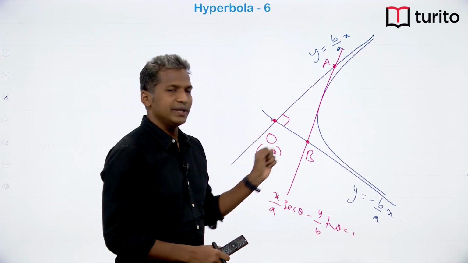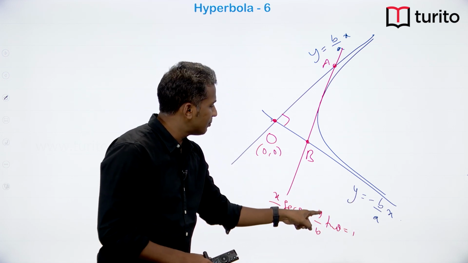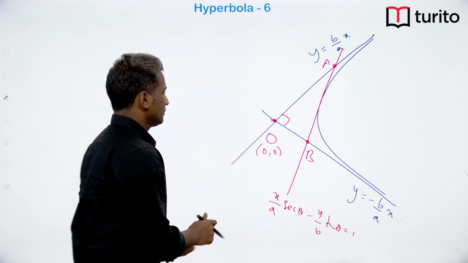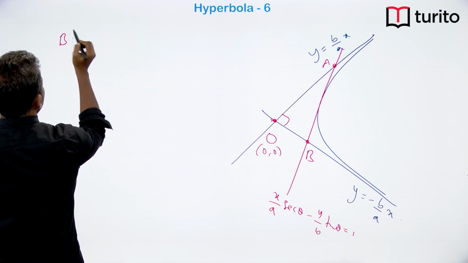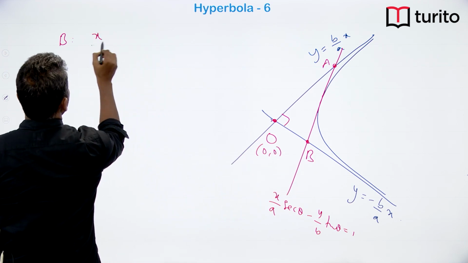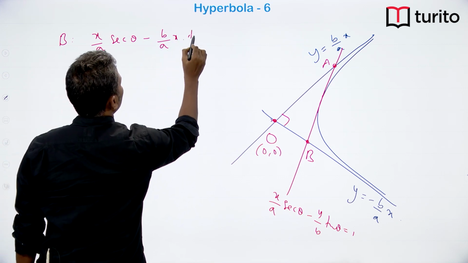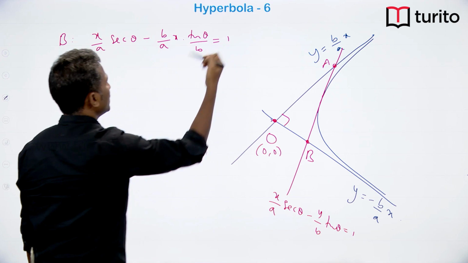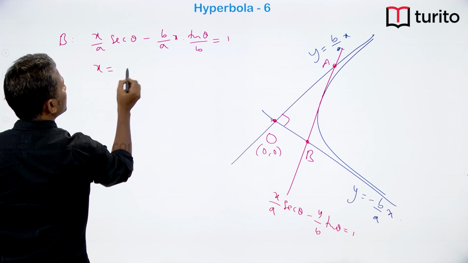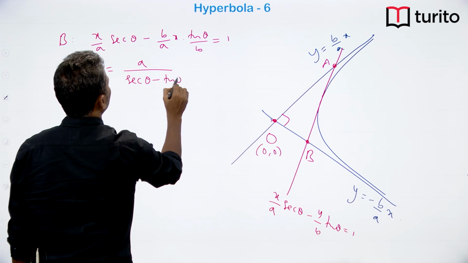If I want to solve for b, I have to put y equal to minus b by a x here. If I put minus b by a x for y, what do I get for x here? So, I am basically calculating b here. So, to calculate b, I have to put y equal to minus b by a x. So, it gives me x by a sec theta minus b by a into x into tan theta by b is equal to 1. So, here b gets cancelled and you are going to get x equal to a by sec theta minus tan theta.